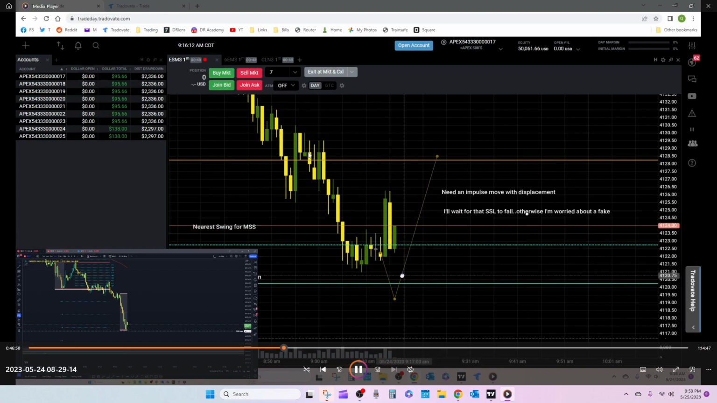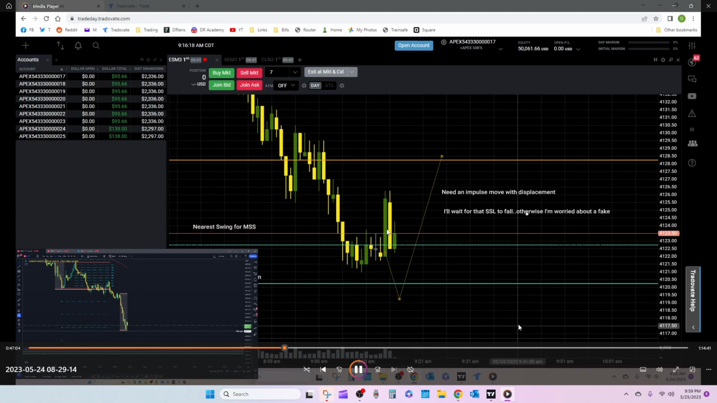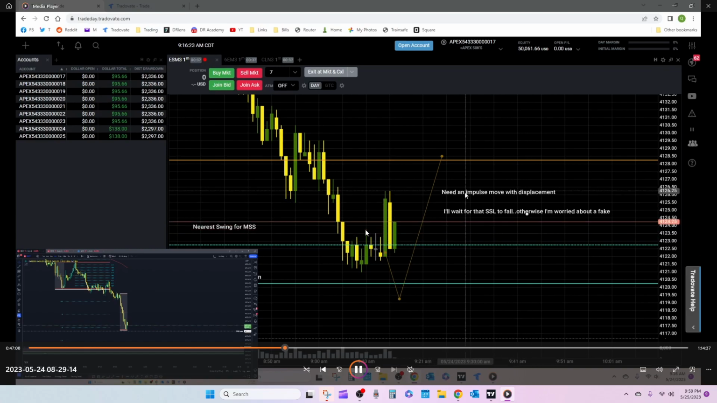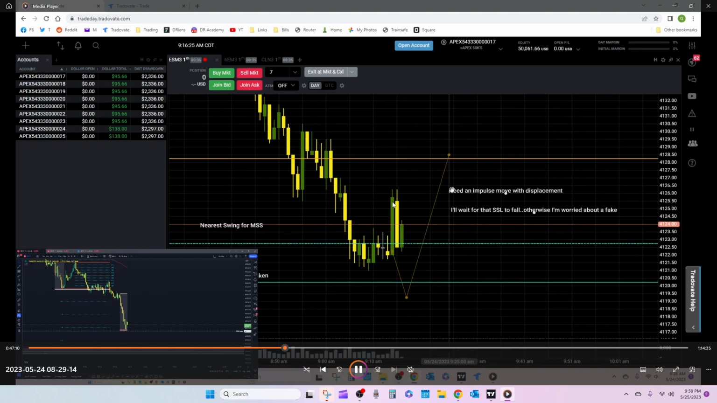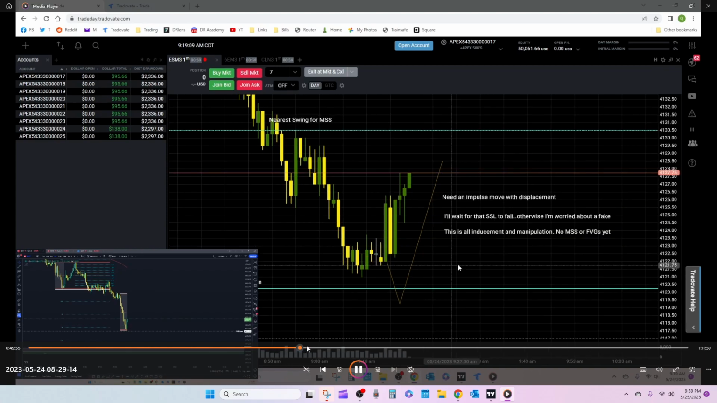All that movement in between is just to get people's money, get them in on the wrong side of the market. So here we had an impulse move, a nice jump, took out a swing, but there was no fair value gap. So it immediately turned around, came back down. So that's not the silver bullet. And that's kind of what I had put right here.